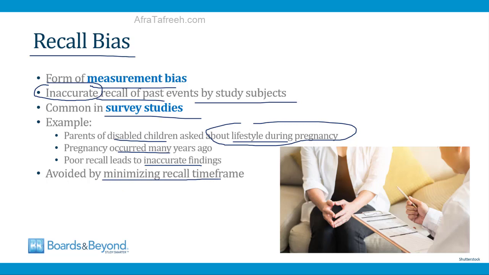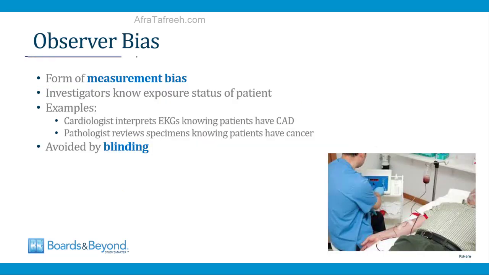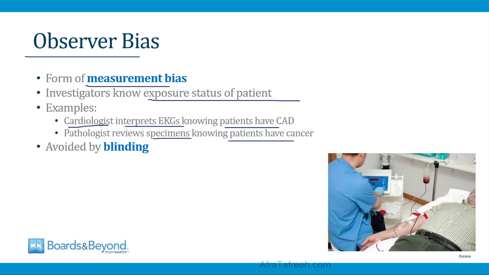And the way you avoid this is by minimizing the recall time frame. You try to question patients shortly after the event you're interested in, not many years later, so that you can get accurate recall. Observer bias is another form of measurement bias. This occurs when investigators know the exposure status of the patient, and that biases their observations. So for example, if a cardiologist is interpreting EKGs for a study, but the cardiologist knows which patients have coronary disease and which do not, this could bias the observations about the EKG. Similarly, if a pathologist was reviewing specimens, but the pathologist knows which patients have cancer and which do not, this could also bias the observations.